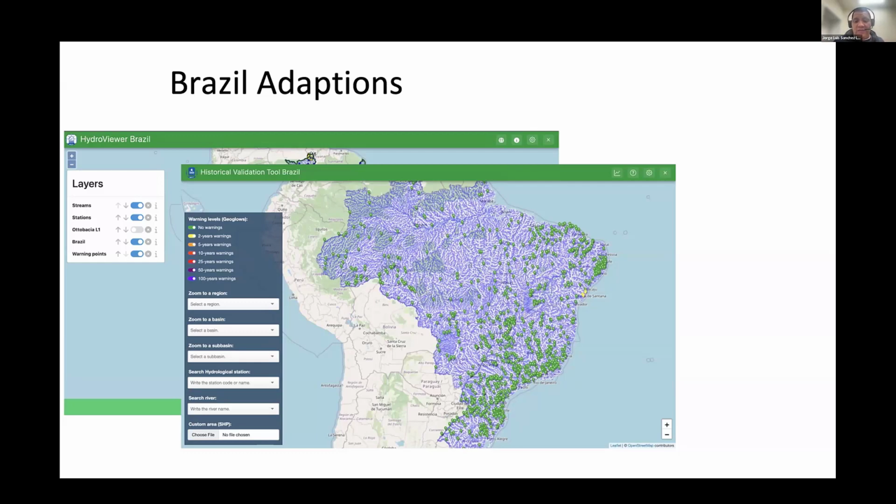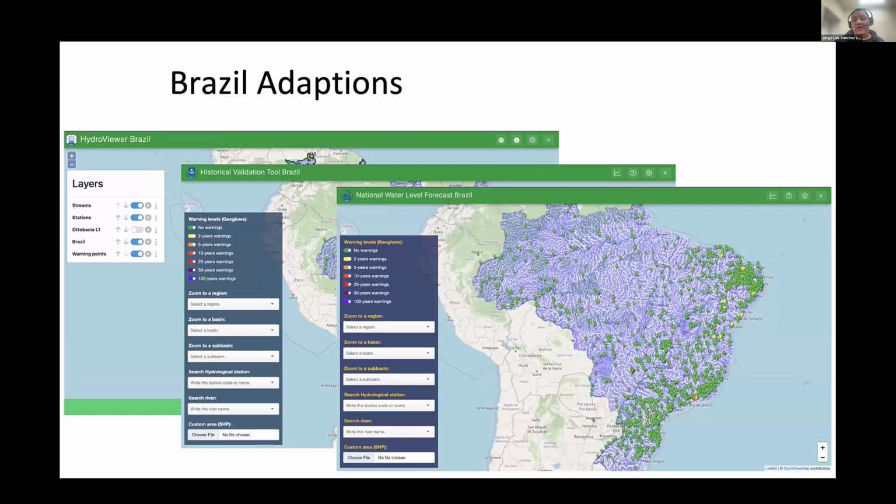we have this application, and we also developed the national water level forecast application that, instead of using the discharge data, uses the water level data and the same methodology to produce the warnings in the places where we have a gauging station with historical water level data.